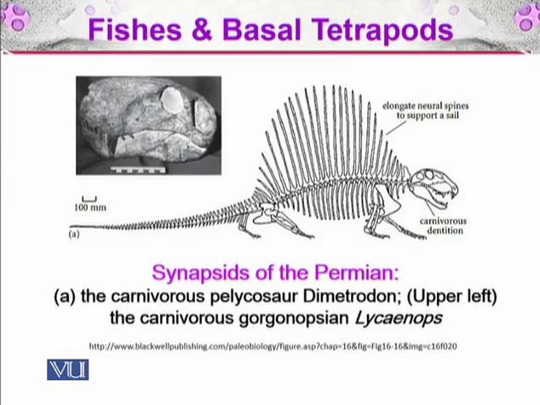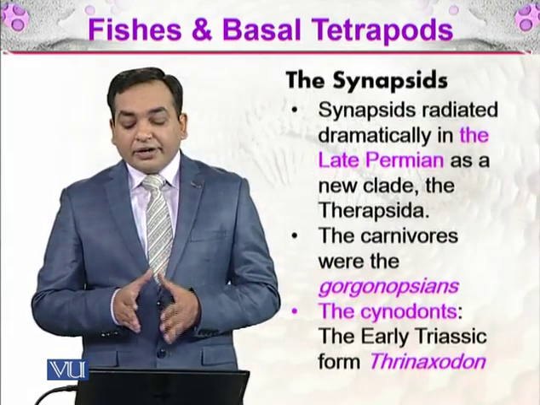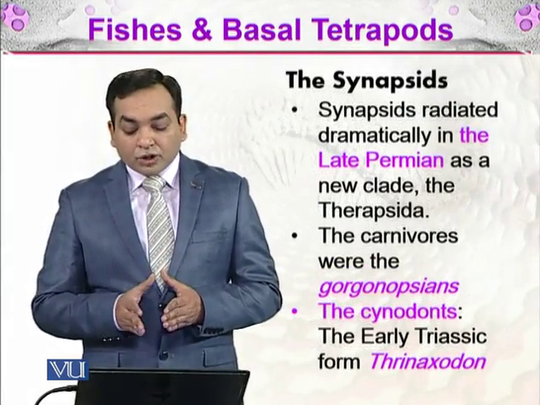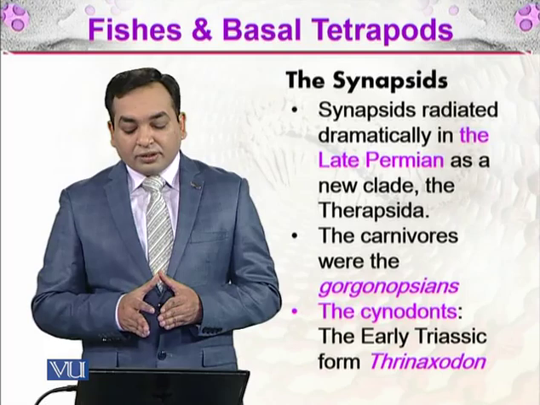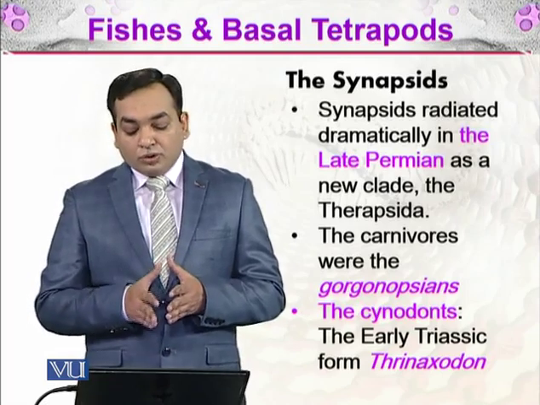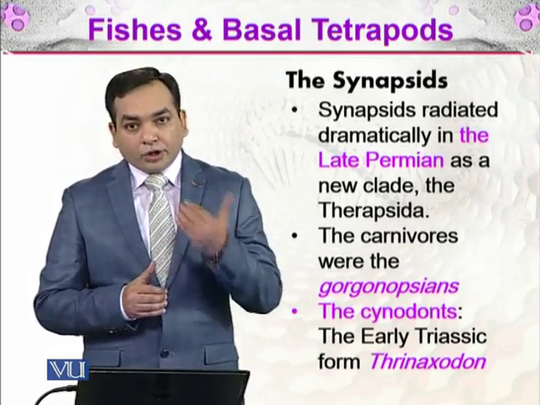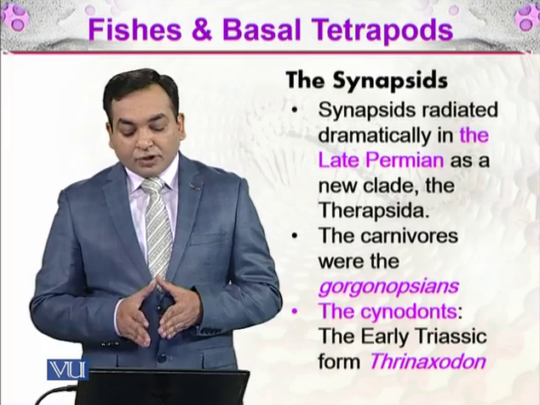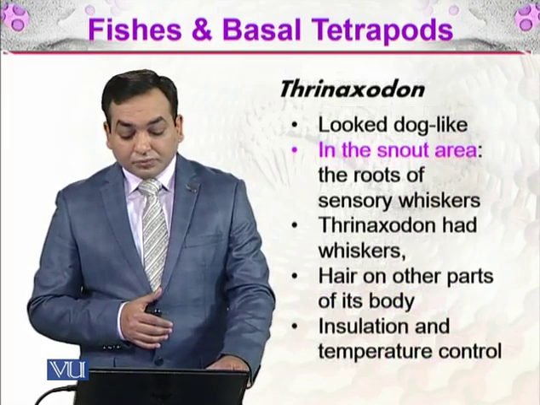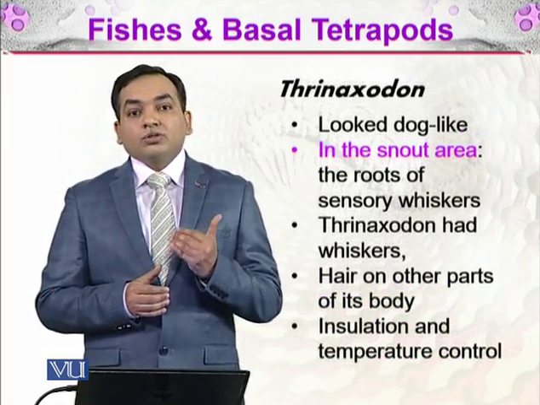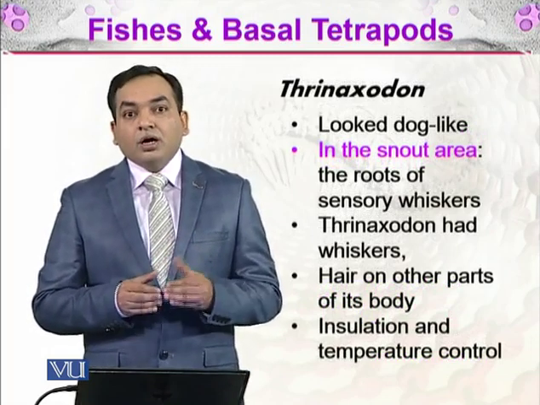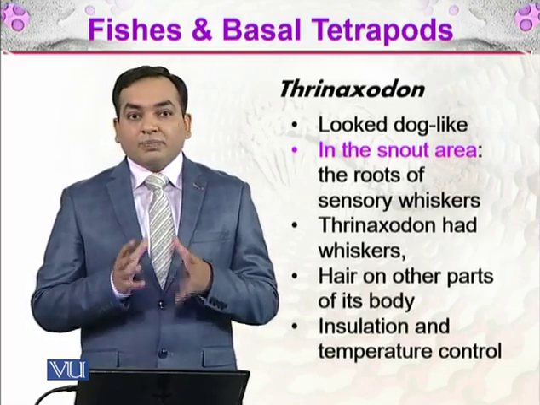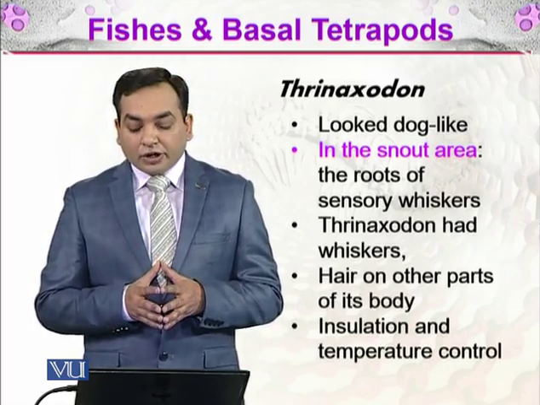The synapsids radiated dramatically in the late Permian as a new clade, the Therapsida. The carnivores were Gorgonopsians and the Cynodonts. The Cynodonts were the newer group, and they were formed during the early Triassic from Thrinaxodon. What was Thrinaxodon? It was a further evolved form of the synapsids. It looked like a dog, right? Its appearance was very much like a dog.